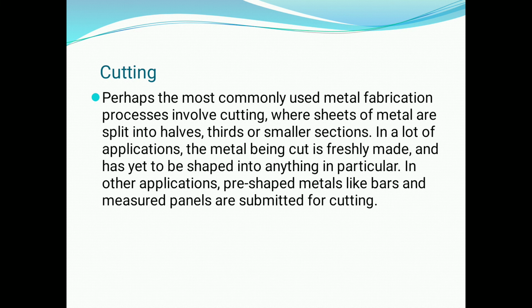The first process of production process is cutting. The most commonly used metal fabrication process involves cutting, where sheets of metal are split into halves or smaller sections. In a lot of applications, the metal being cut is freshly made and has to be shaped into anything in particular. In other applications, pre-shaped metal like bars and measured panels are submitted for cutting.